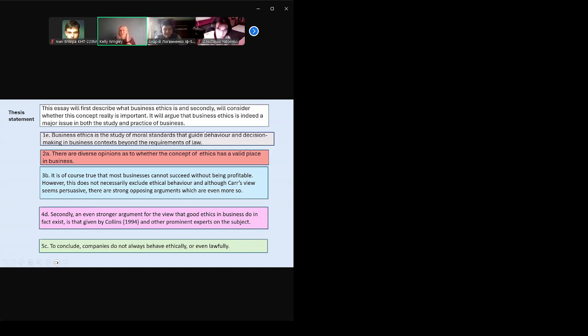Now, was it obvious when you look at the thesis statement? It was obvious, though without this we only discuss about E, whether it's first or after D. E and A, I think people were sometimes confused about as well. So you knew that something would come before secondary, obviously. But yes, the thesis statement says this essay will first describe what business ethics is. And then the topic sentence for that paragraph: business ethics is, and so on. Secondly, we'll consider whether this concept really is important. So the next paragraph: there are diverse opinions as to whether the concept of ethics and so on.